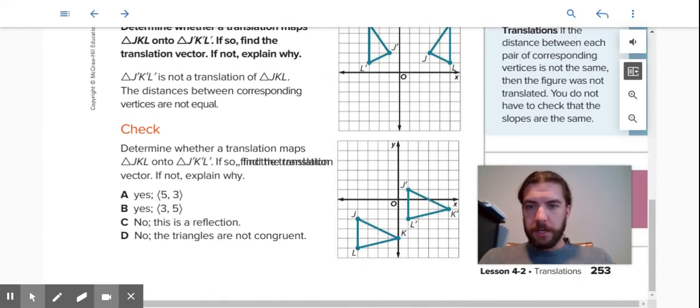Okay. Now, if we want to check this one and say, what is our vector of translation? Looks like we've got some awesome formatting here. Find the translation vector, I think is what that says. Actually, almost looks like they've taken the words find the translation and translated it over half a letter. So you've got like another image. I don't think that's on purpose, but it's kind of funny.